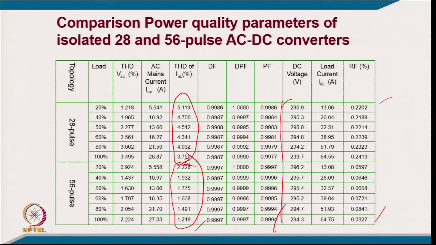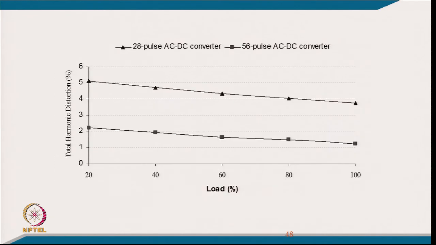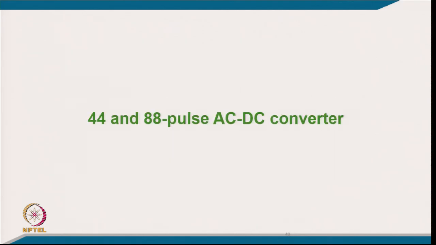So you are getting good quality input supply current with very low THD, as well as the output voltage with very little ripple, or ripple factor in the output. This is the case of 28 pulse, and this is with the 56 pulse converter.